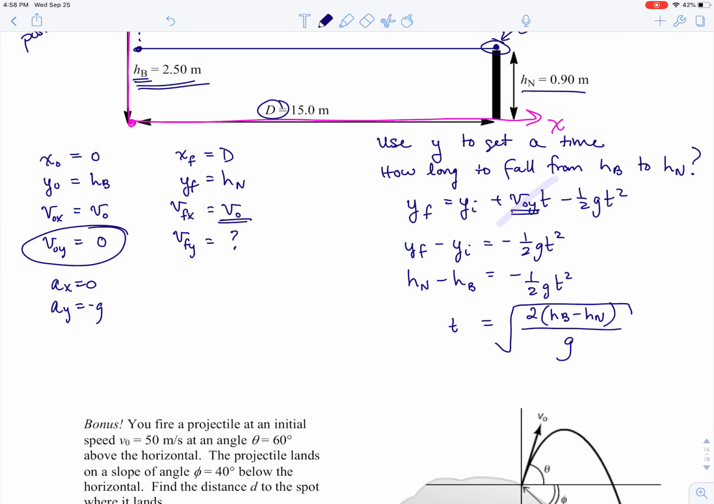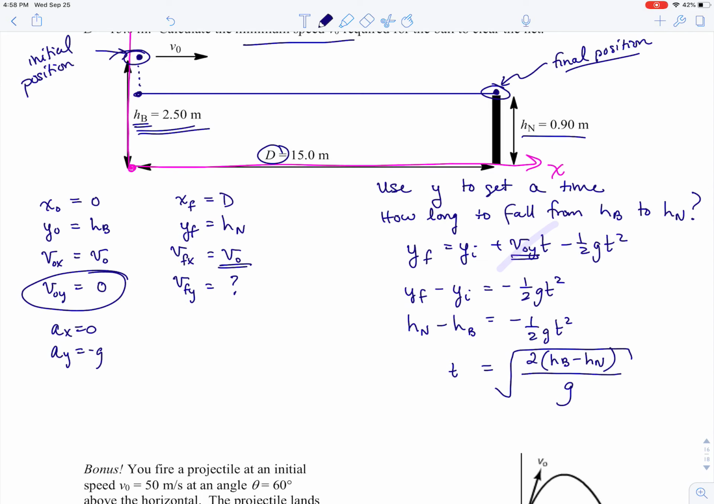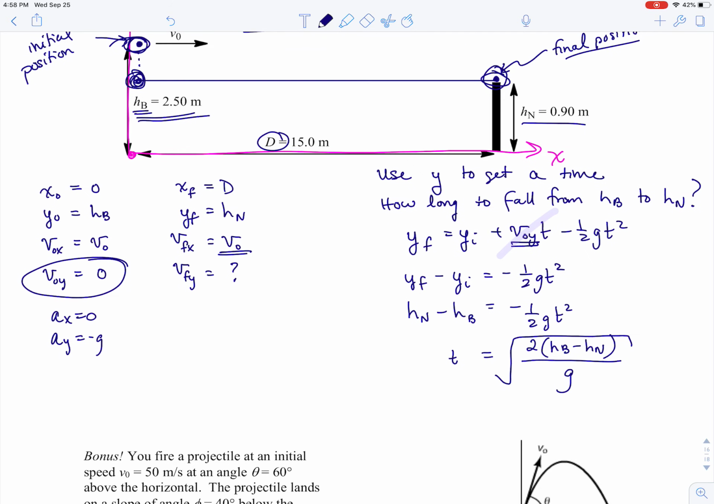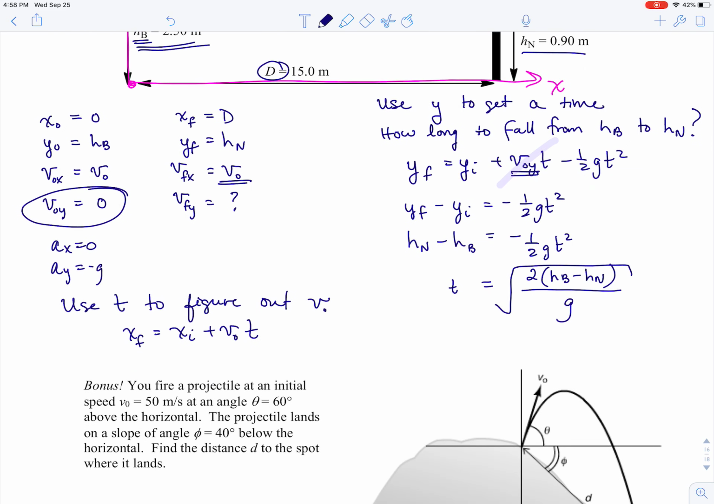So now we're going to use this time to figure out v naught, because we know that in the time it takes the ball to fall from this spot to this spot, the ball has moved in the x direction from this value to this value. So it's gone a distance in the x direction of d. So we'll use t to figure out v naught. So the final x position is the initial x position plus the velocity in the x direction times t.